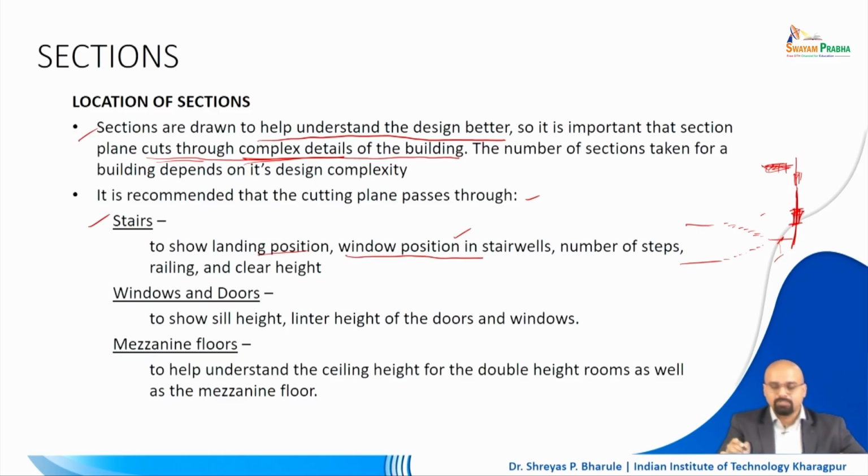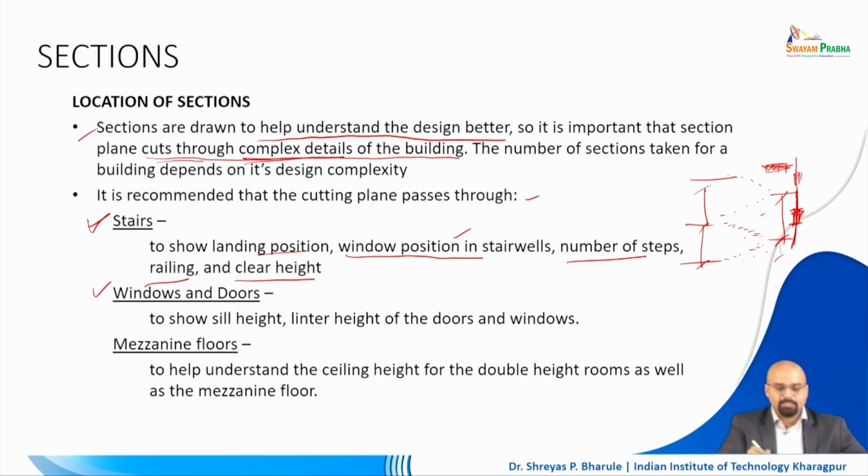So the window position in the stairwell, the number of steps, as I mentioned here, right? There will be a certain number of steps depending on the floor height, the kind of railing that will be present, and the clear height. So what is the clear height here? What will be the clear height on the subsequent floor on top, right? Whether the height satisfies here or not. So all of these details are to be taken care of, right? And that's why it is very important and recommended that you always cut the section through the staircase, right?